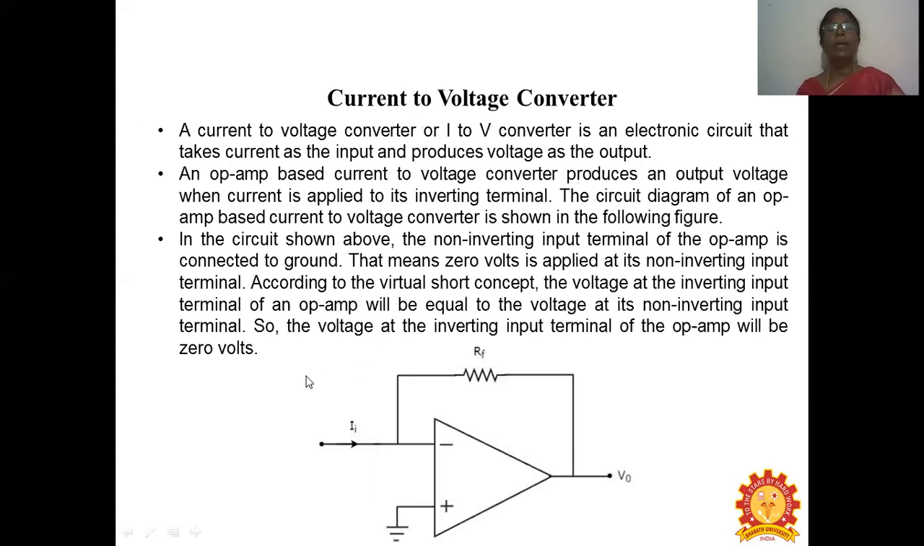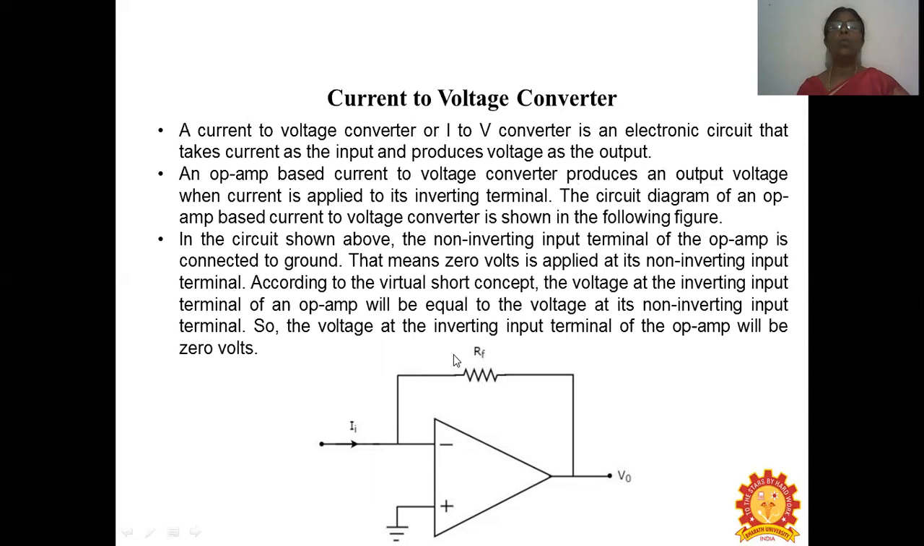Next one, current to voltage converter. This is the circuit diagram of the current to voltage converter. Here, the current is applied to the inverting terminal of the operational amplifier circuit, and the non-inverting terminal is connected to the ground point. The feedback resistor present between the output and input is RF.